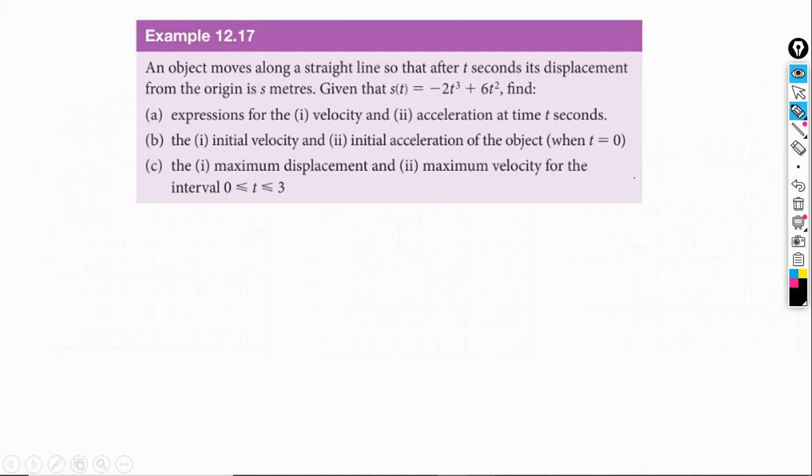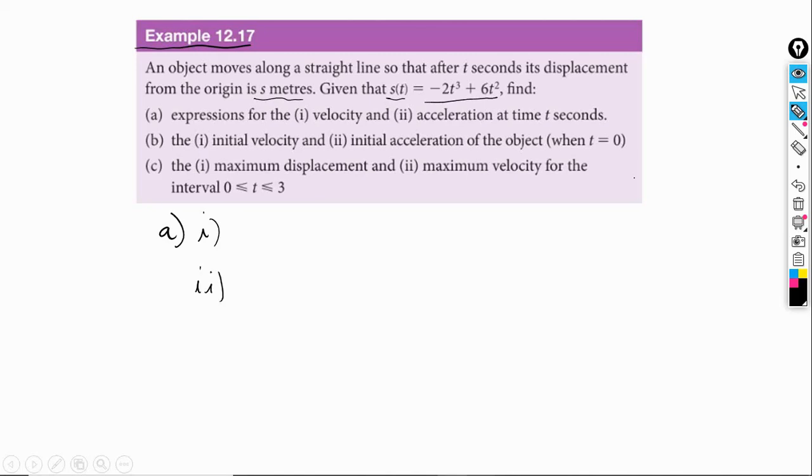Okay, everyone, so here we are on example 12.17. And it says an object moves along a straight line so that after t seconds, its displacement from the origin in s meters is given by s of t equals this. Find A, expressions for 1, the velocity, and 2, the acceleration.